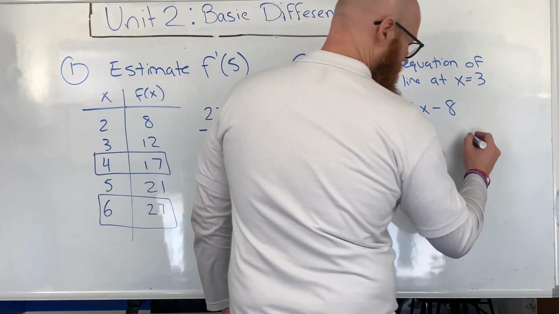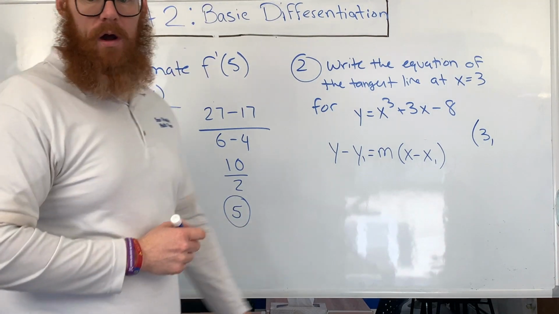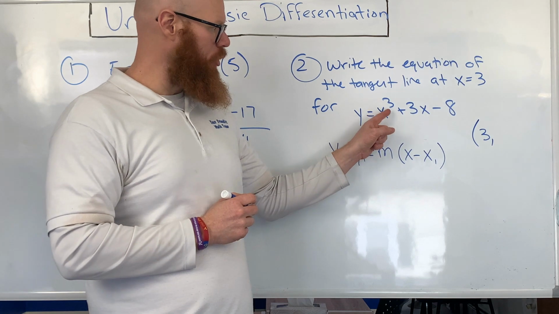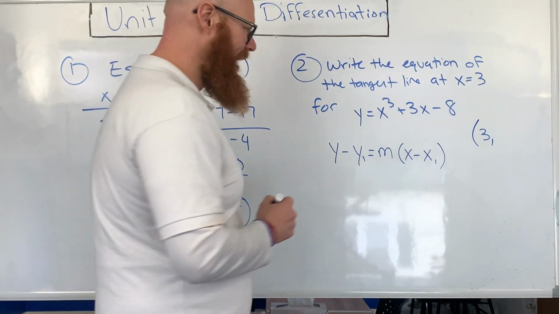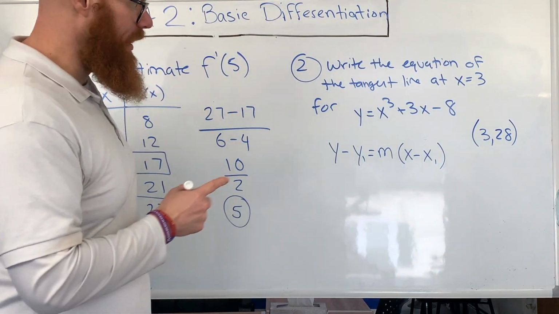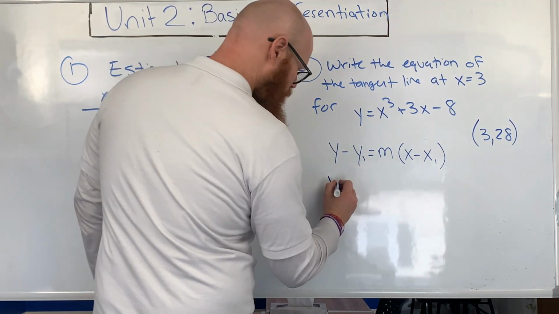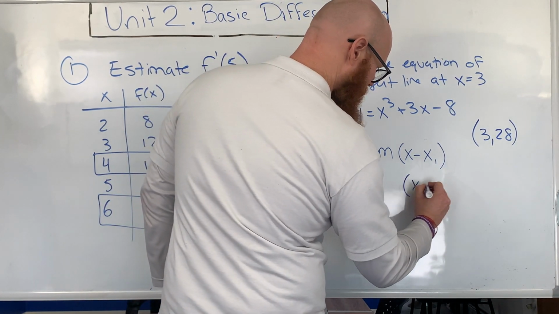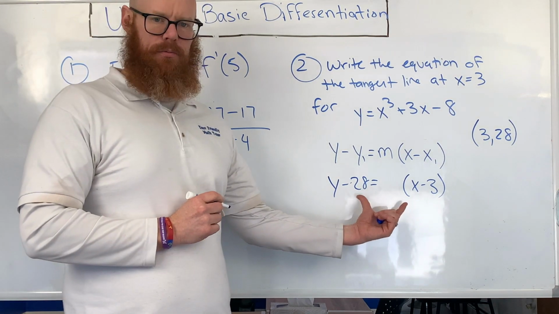First, let's deal with our point. Our point we know is x equals 3. If I want to find y, I just substitute 3 in. So 3 cubed plus 3 times 3 minus 8. I believe that's 28. So we're writing the equation of a line that goes through (3, 28). Well, I already can do this part of it. y minus 28 equals some slope times x minus 3. So without doing any calculus, I've already got a lot of the problem done.